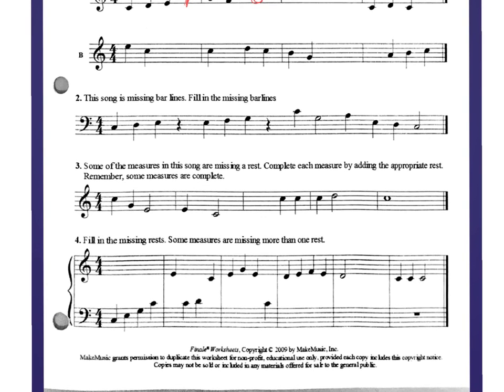Number 2, it's missing bar lines. So once again, every measure will have 4 counts. And so you're just counting 1, 2, 3, 4, and then you put a bar line. Boop, and you keep doing that. Count to 4, put in a bar line.